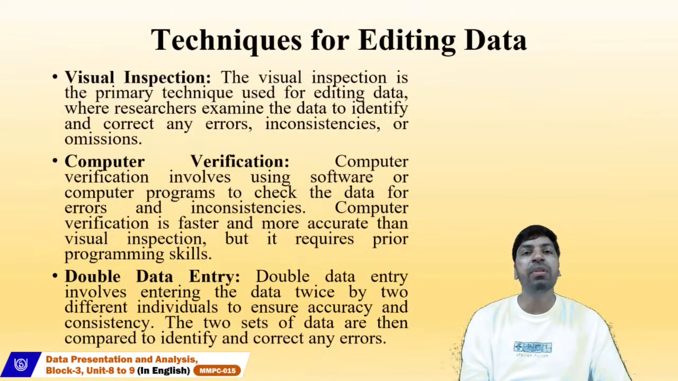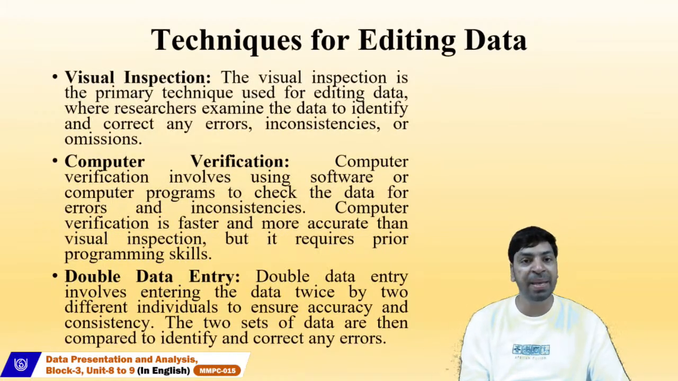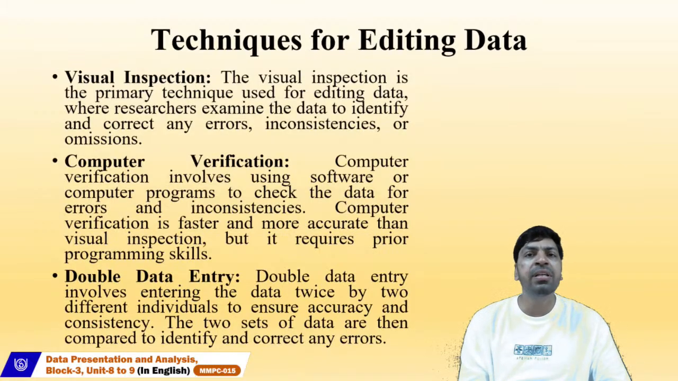Now we can come to the next section, the techniques for editing data. The first one is visual inspection. Visual inspection is one of the primary techniques of editing data, mainly used by researchers when they examine the data to identify or correct any errors, inconsistencies or omissions that occurred in the collected data.